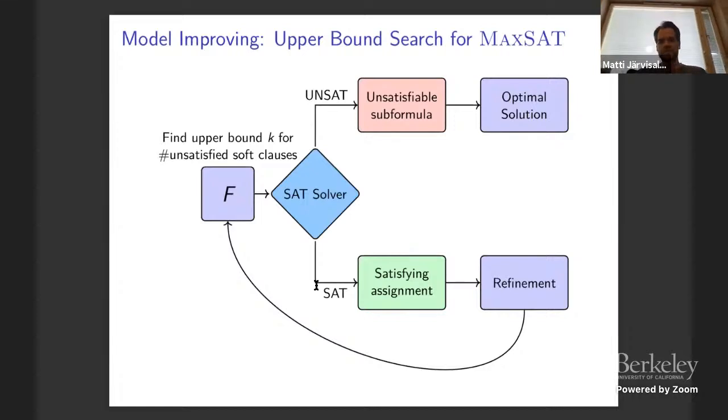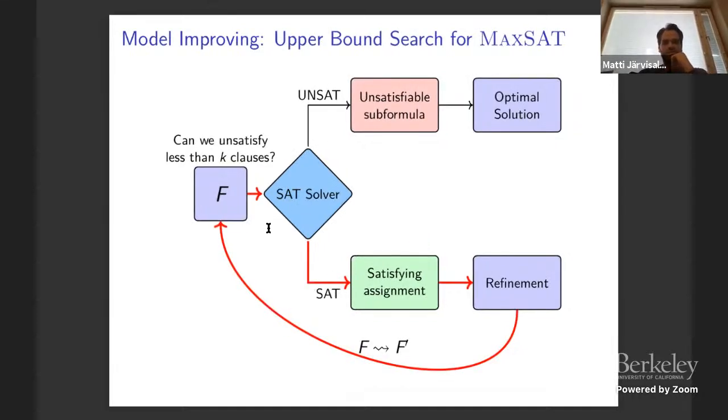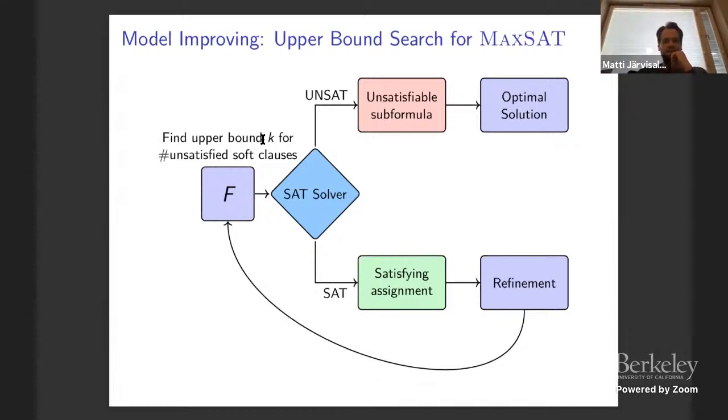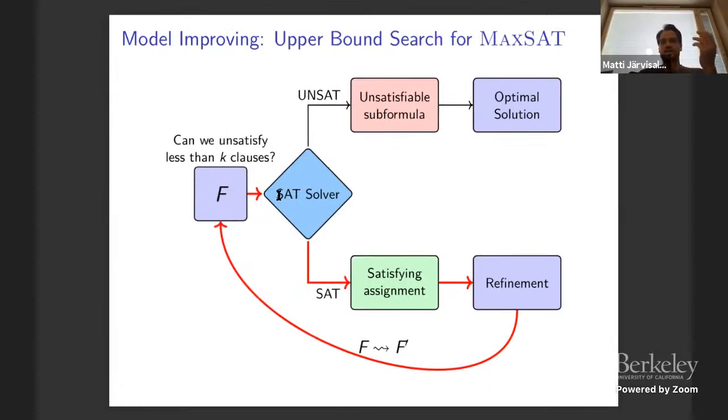But just very shortly, I mentioned model improving. So what does this mean? It essentially refers to searching for the optimal bound on the cost from the top down in terms of the cost function range. So we just instantiate the upper bound to be the number of soft clauses when we talk about unweighted instances. And then we can ask a SAT solver whether it can find a better solution.